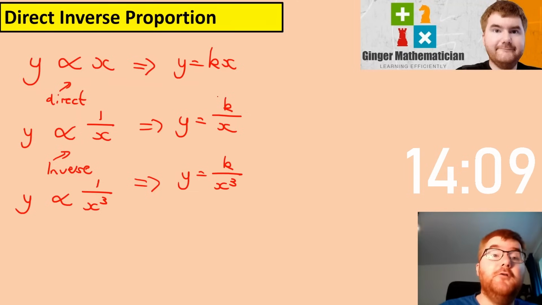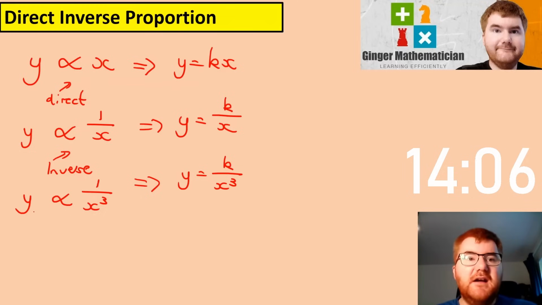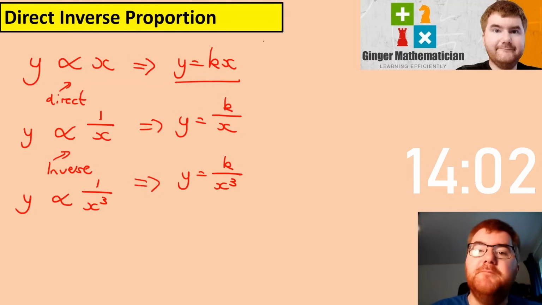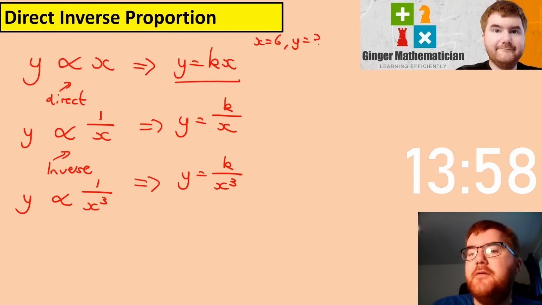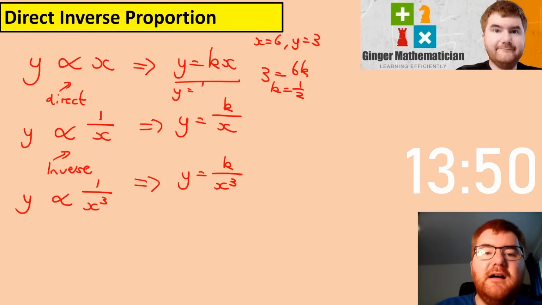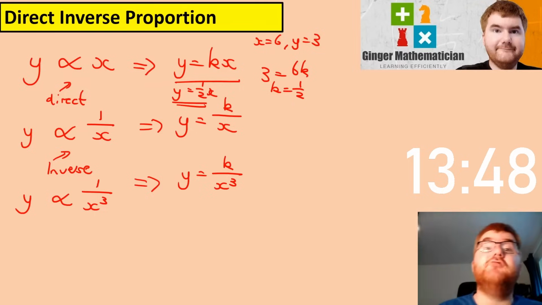So you need to know these formulae, and also to solve these kinds of problems, you're told one of these relationships, you write this equation, you're usually told x is something, y is say 3, so we put this in, so we get 3 equals 6k, so k is a half, and then we have the formula y equals a half x to then use in the rest of the question.